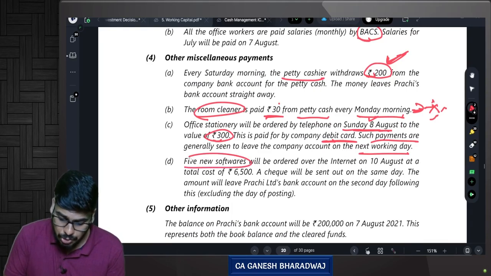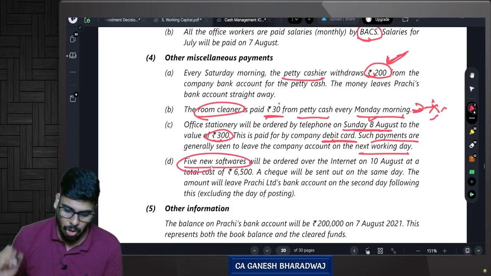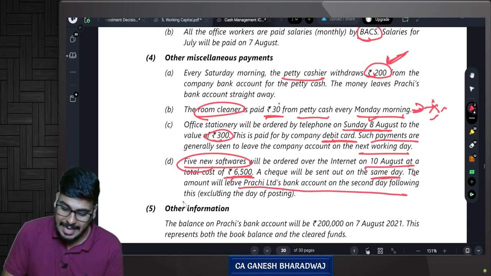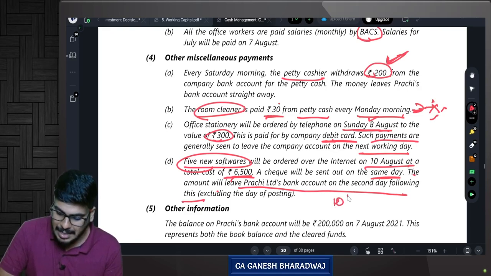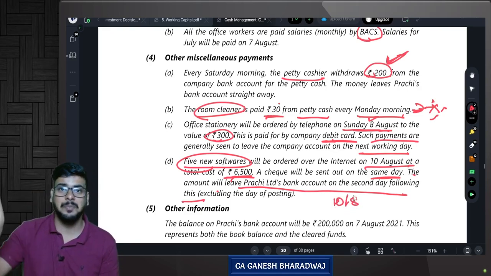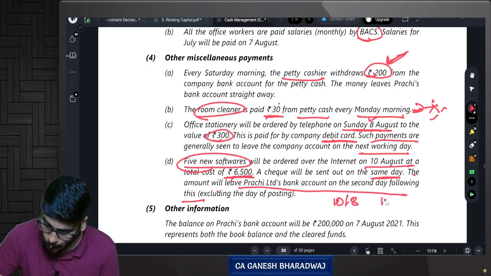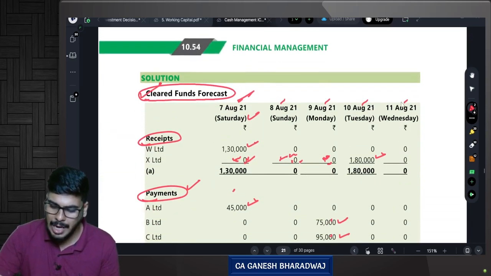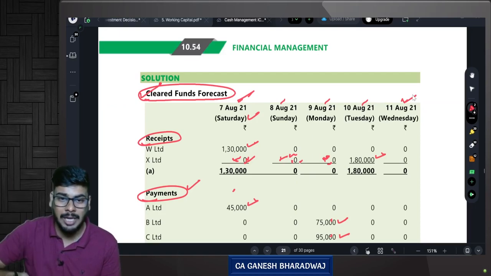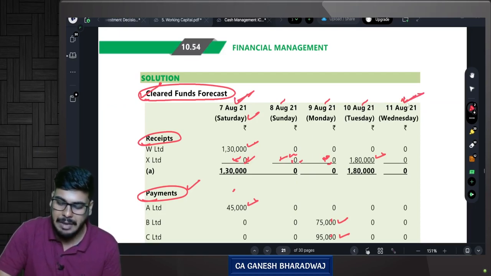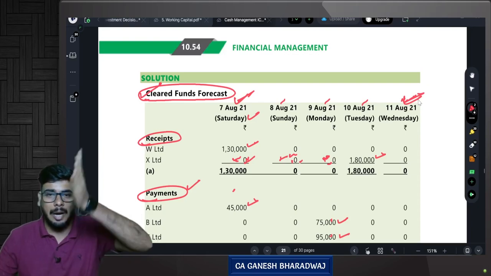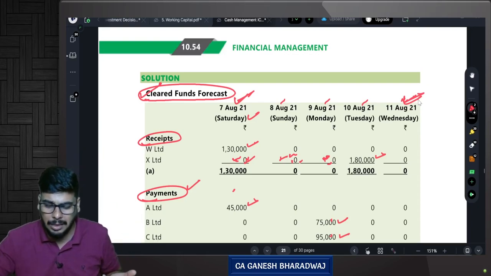Next. 5 new softwares will be ordered over the internet on 10th of August at a total cost of 6,500. A check will be sent out on the same day. The amount will leave Prachi's bank account on the second day following the date of posting. So if I make the payment on 10th, that is if I issue a check on 10th, 11th, 12th, only on 12th, it will move out from my bank account. Now you tell me, I am preparing this budget only up to 11th. Correct? So basically, it will not impact my budget for a period of 7th to 11th August. Are you clear with this? So basically, it will not impact my clear funds for up to 11th August, correct? Because the amount gets reduced from my bank account only on the 12th.